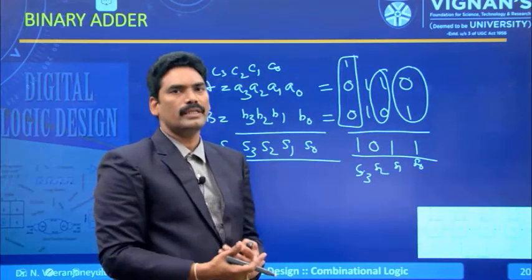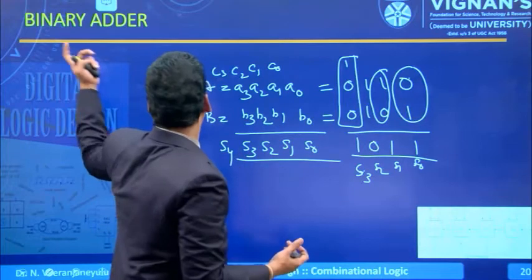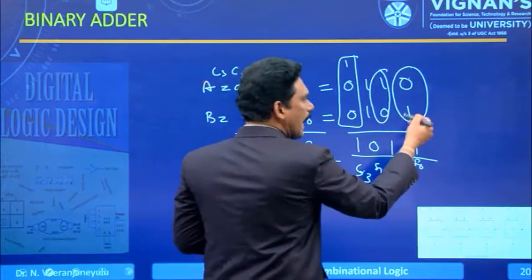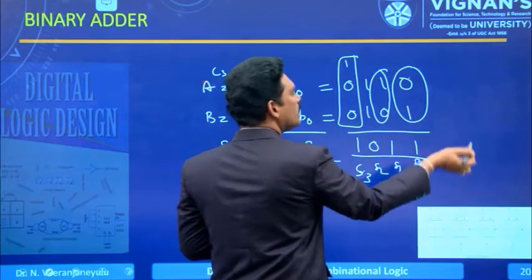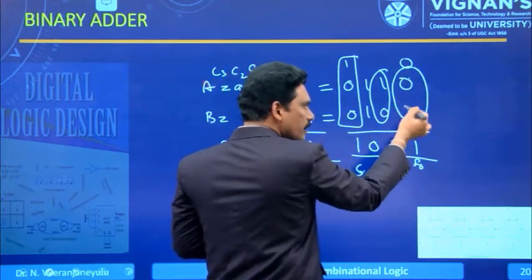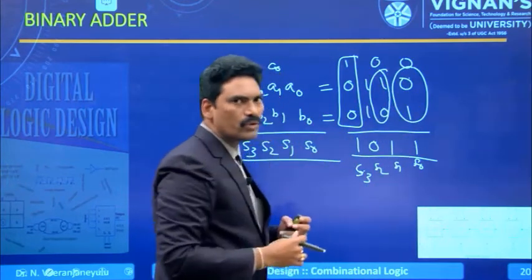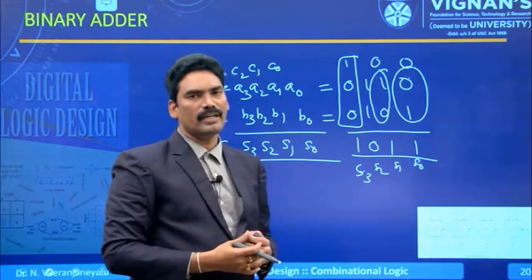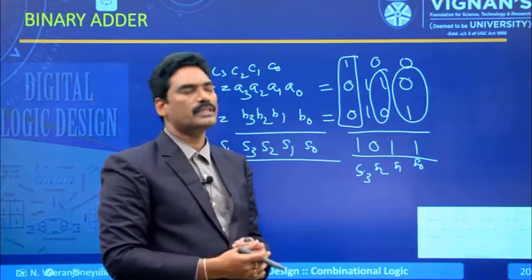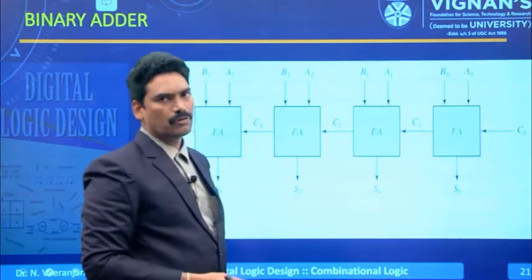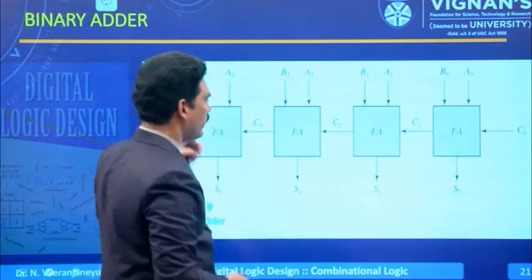Binary adder means here we are discussing the 4-bit binary adder. Here there are 2 bits, and if any previous carry is there, we have to add 3 bits. If any carry comes from the previous stage, we have to add 3 bits like this. So how many full adders do we need? 4 full adders to design the circuit. Now consider this one. This is the diagram for the binary adder.